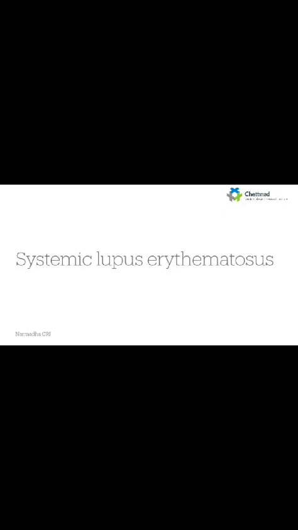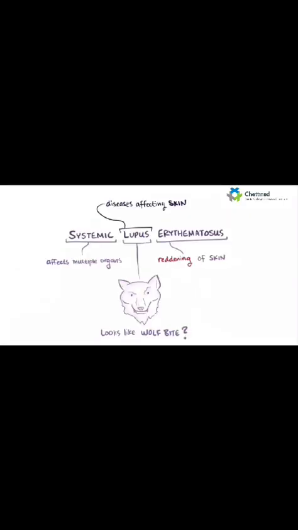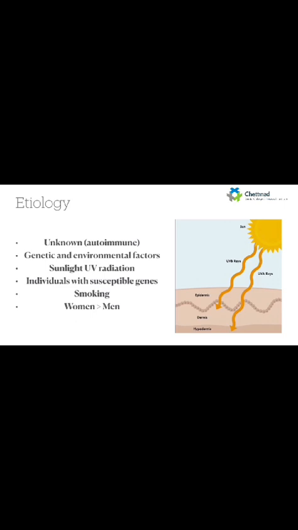The topic is systemic lupus erythematosus. Systemic means the disease can affect multiple organs in our body. Erythematosus means reddening of the skin. Lupus is an autoimmune disease wherein the immune cells start attacking the body's own tissues which they are supposed to protect. It's not completely known why it develops. Most probably it is the result of both genetics and environmental factors.